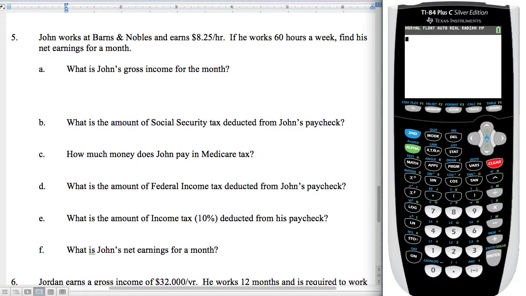All right. Well, finally, here we have John working at Barnes and Noble and earning $8.25 per hour. He works 60 hours a week, so we want to find his net earnings for a month. Okay. So let's figure it out for a week before we figure out the gross income for a month.